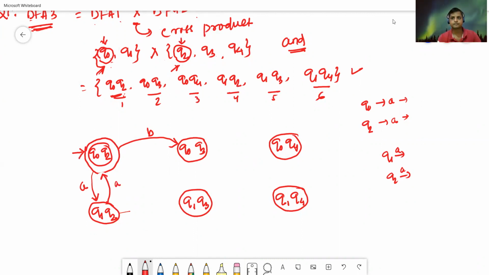Okay. Similarly, we can take all other transitions. Q0, Q2 reads B, goes to Q3. Okay. Sorry, already done.